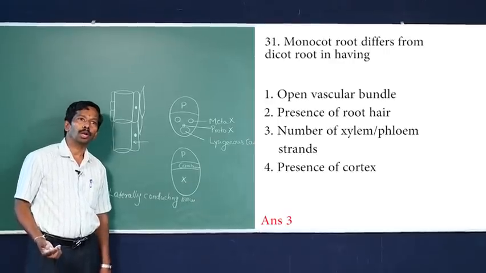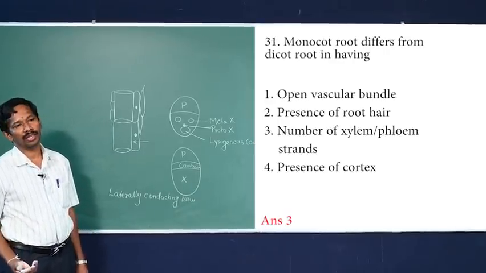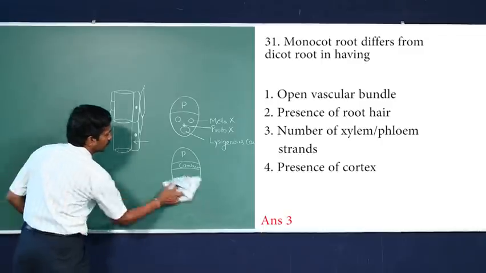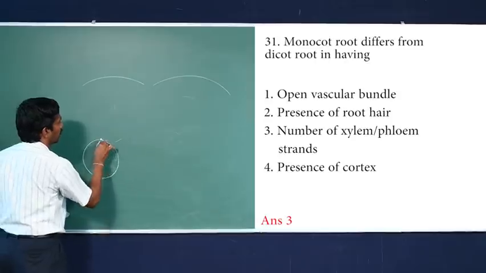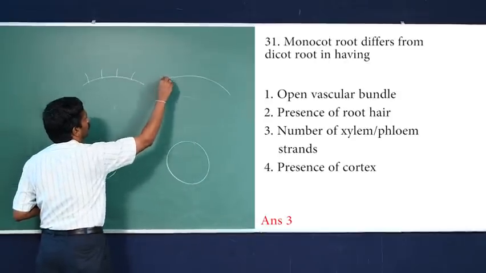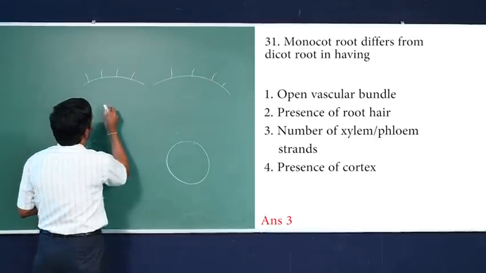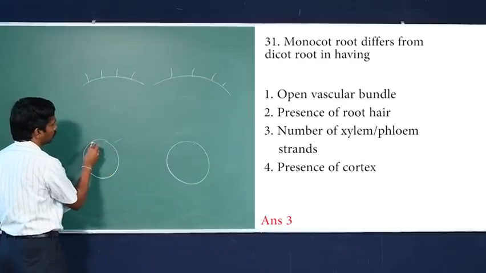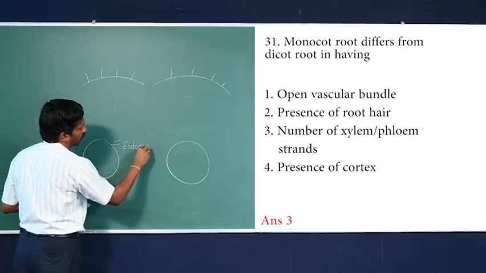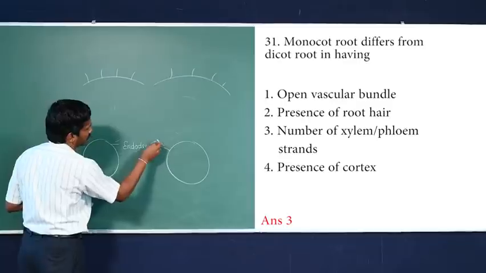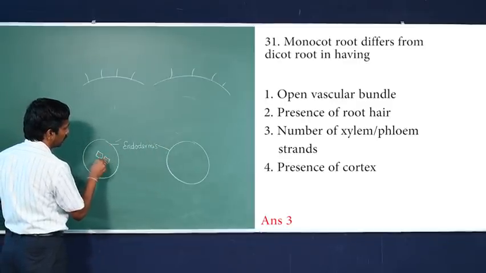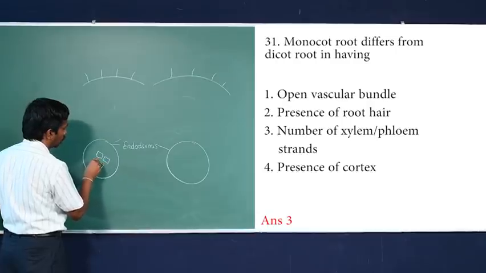31. Monocot roots differ from dicot roots in having. So for this, a diagram may be useful. Comparison of diagrams. Epidermis with the root hairs, followed by cortex, and the innermost layer of cortex is endodermis with Casparian thickening, and vascular bundles are more prominently distinguishable in the case of dicot and monocot root systems.